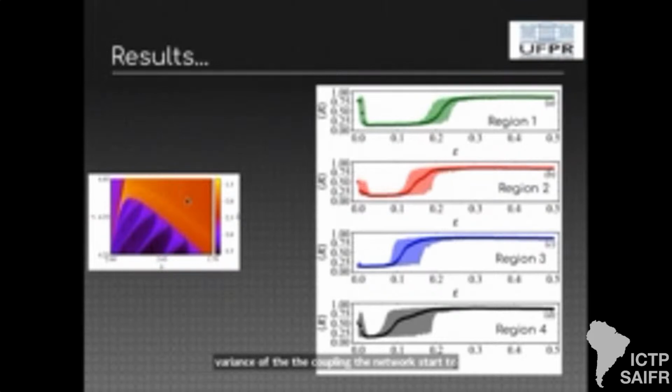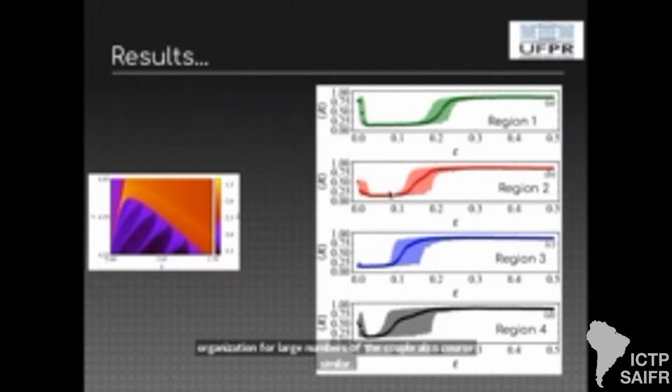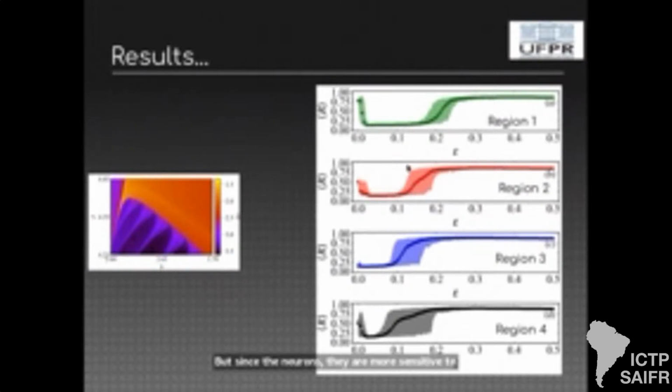In regime 2, the neurons are very sensitive to perturbation, more than regime 1, because the Lyapunov exponent is large. So you can see the diffusion starts much quicker, and you don't have this synchronization in regime 2. The synchronization for large values of the coupling also occurs similarly, but since the neurons are more sensitive to coupling strength, the synchronization starts at a value smaller than in regime 1.